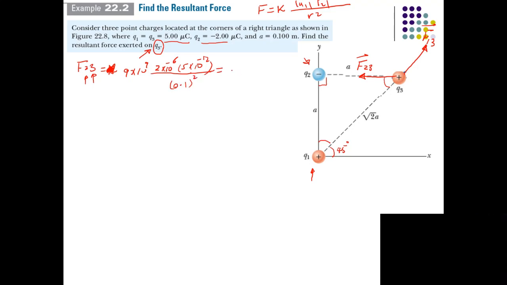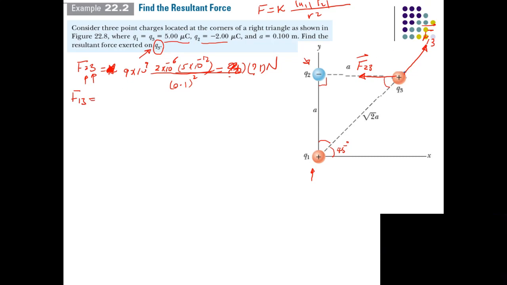So this is going to give me a number. I don't want to use a calculator, so it's going to be equal to, let's say, question mark 1. And this is in Newton. What about F13? Let's repeat exactly the same calculation.